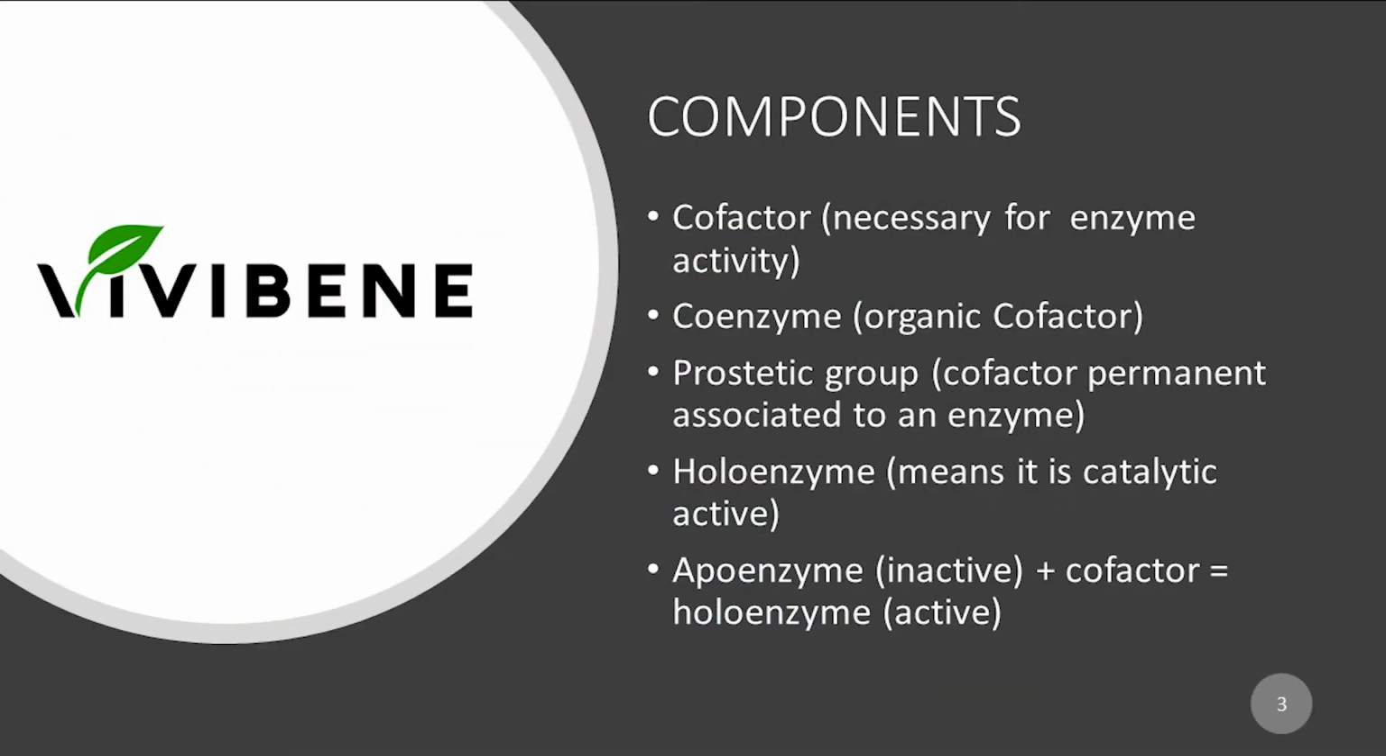The enzymes themselves are also built up from subunits. You have the cofactor, which is a part that is necessary for the enzyme activity, but not necessarily an inherent part of the enzyme molecule. Then we have the coenzymes, which are organic cofactors, and the prosthetic group, which is permanently associated with an enzyme. The name holoenzyme means it is catalytically active, it is able to do a job. And we have the apoenzyme, which is inactive, plus the cofactor makes this holoenzyme, this active enzyme.